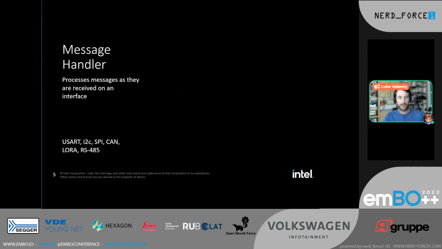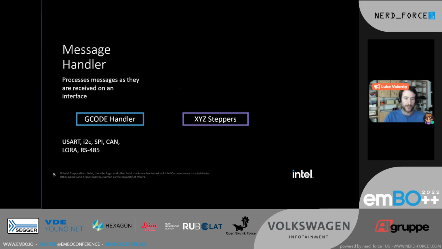Another example, referencing Michael's talk and alluding to some future talks, is the concept of a message handler. We have some interface that we are receiving messages on, and we would like to perform actions for specific message types. We need to decode what the messages are, and then we need to dispatch them to the correct module. For example, a 3D printer or a CNC mill has to interpret G-code. Those are the instructions that tell the device exactly what to do.